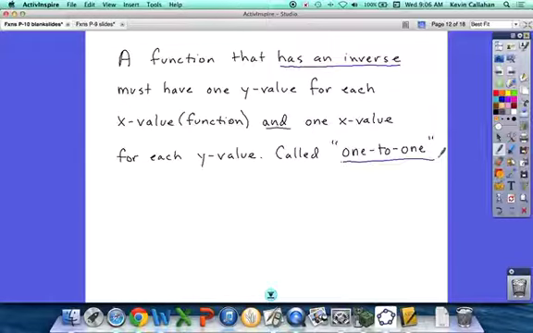Right, so we're going to learn how to find an inverse algebraically. But we wouldn't find one unless we can first say for sure that it has one. There's no point trying to find an inverse that doesn't exist. So we need to check before we start if our function is one-to-one. If it is, then we proceed. And luckily, there's a very easy test for this.